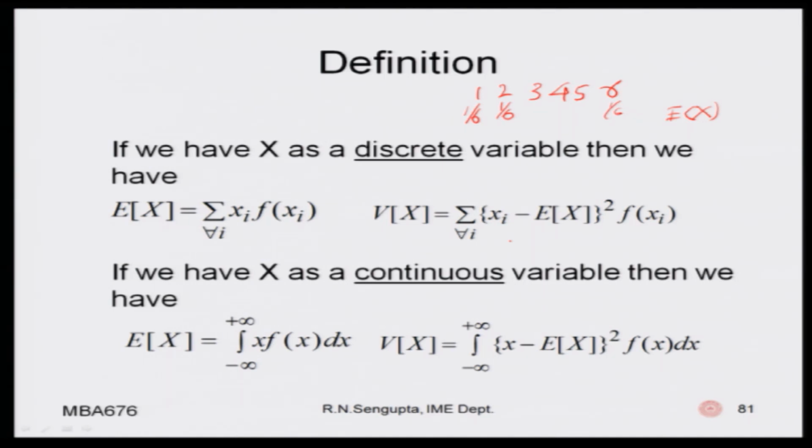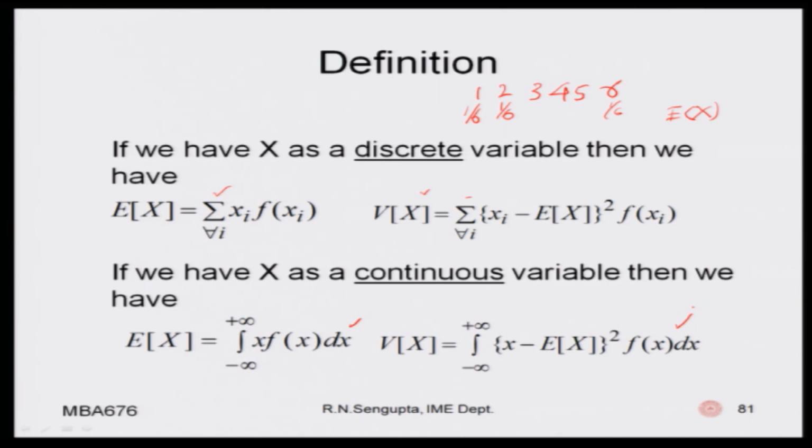Now if you have a continuous variable, then this summation sign gets replaced by integration. So for the case when it is a continuous distribution, given the random variables can take any values between minus infinity to plus infinity, the expected value will be found out using this integration formula, and the variance would be found out using this integration.